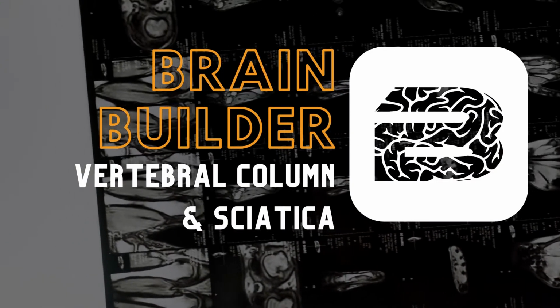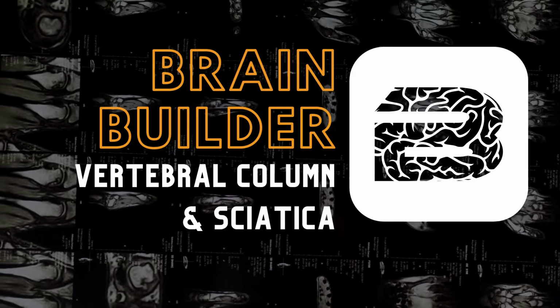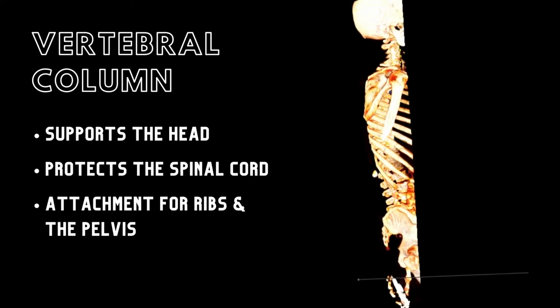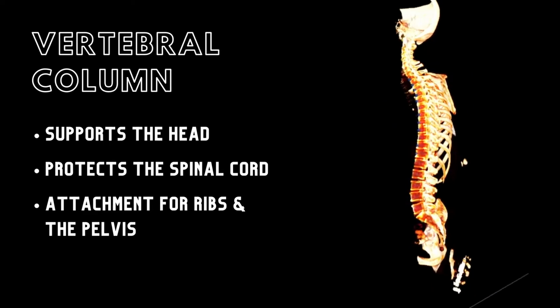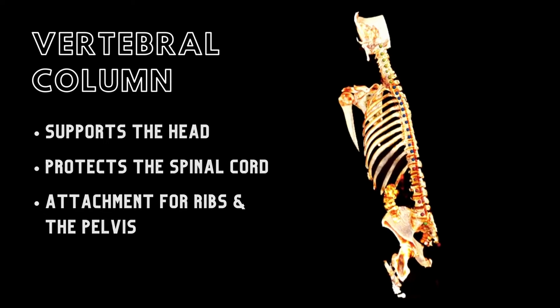Today, we are going to look at a BodyViz brain builder about the vertebral column and sciatica. The vertebral column is part of the axial skeleton and is the central axis of the skeleton. It supports the head, protects the spinal cord, and serves as a point of attachment for ribs and the pelvis. Let's begin by learning more about the vertebral column and then sciatica.